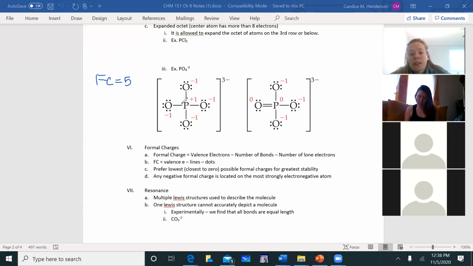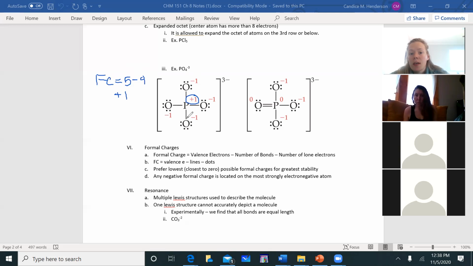So phosphorus in this situation, we said it has 5, and then we subtract the lines. It has 1, 2, 3, 4 lines, so minus 4 lines. Does it have any dots on the central atom? No, in this case, we don't have any dots. I know there are dots on the oxygens, but we're only going to include what's surrounding that atom. So formal charge here is 5 minus 4, which equals plus 1. That's where that plus 1 is coming from, and that plus 1 is talking about the phosphorus.